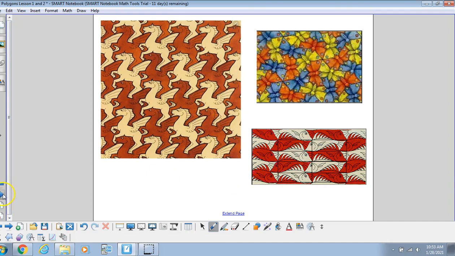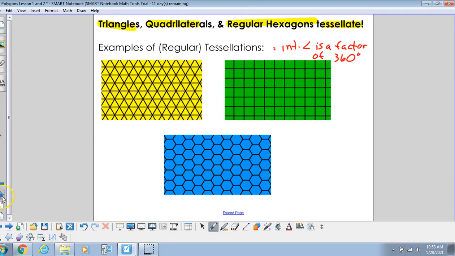What do you need to know about tessellations? Don't worry, you don't need to be able to do all of that with tessellations. What you need to know is which regular polygons will tessellate. Triangles will tessellate, quadrilaterals will tessellate, and regular hexagons will tessellate because their interior angles are a factor of 360. Those are the only regular polygons that will tessellate, that will fill a plane by themselves without any other shapes being used. Here's your example, your triangles, here's some squares, rectangles will also work, and here's your hexagon.